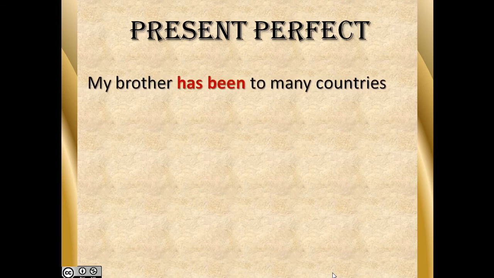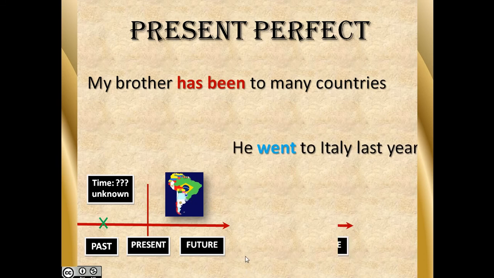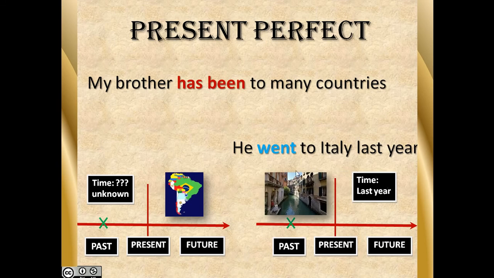Let's see. We say, my brother has been to many countries. When I say my brother has been to many countries, do I mention the time? The time is unknown. We don't mention it. It started in the past up to the moment, and maybe continues in the future, but the time is not mentioned. When the time is not mentioned, that is present perfect. But when I say, he went to Italy last year, is the time mentioned? Yes, it says last year. Okay, so that's why it is in simple past. And here where we don't mention the time, it is in present perfect.